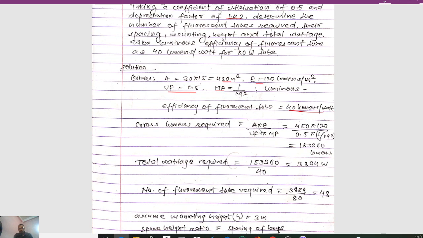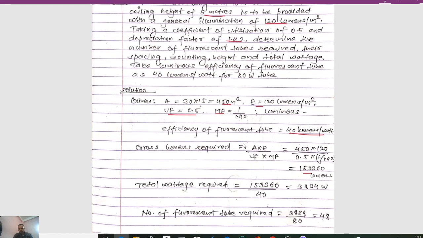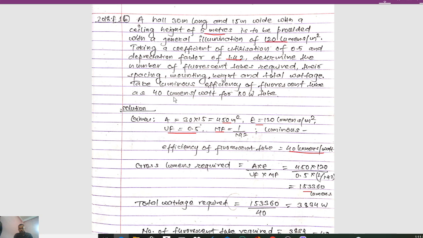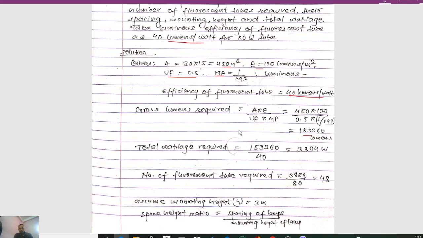As mentioned above, to calculate the gross lumen required we use A into E upon UF into MF. We have the value of A, similarly E, UF, and also MF. So if we substitute all the parameters, we'll get here 153360 lumens. And the total watt required will be these lumens upon 40, as the luminous efficiency of fluorescent tube is given as 40 lumens per watt. So the total watt required will be these lumens upon the luminous efficiency of the fluorescent tube. So we'll get here 3834 watt. And to calculate the number of fluorescent tubes required, I will write here this total watt required upon 80 watt tube. So upon 80 we'll get here 48.